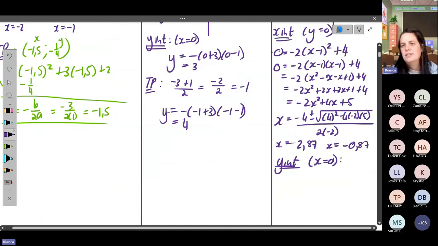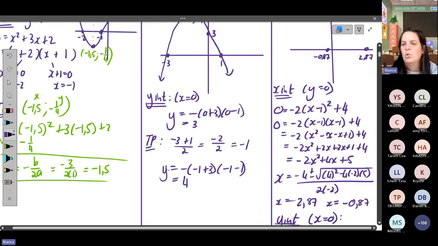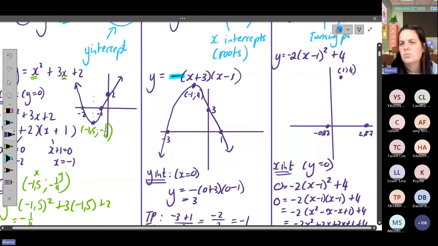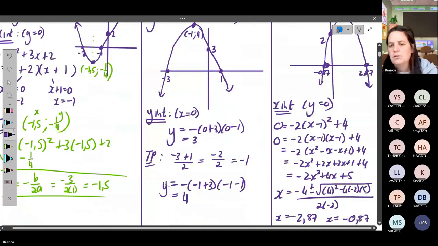All right, so here's the equation. So you're going to say y equals minus 2 times 0 minus 1 squared plus 4. That becomes 1, minus 2 plus 4 is just 2. Y-intercept is 2. So x, y, it's about there somewhere. Okay, and there's your little parabola. Oh, skew, but it should be going through those points. Yeah, pretend. That works.